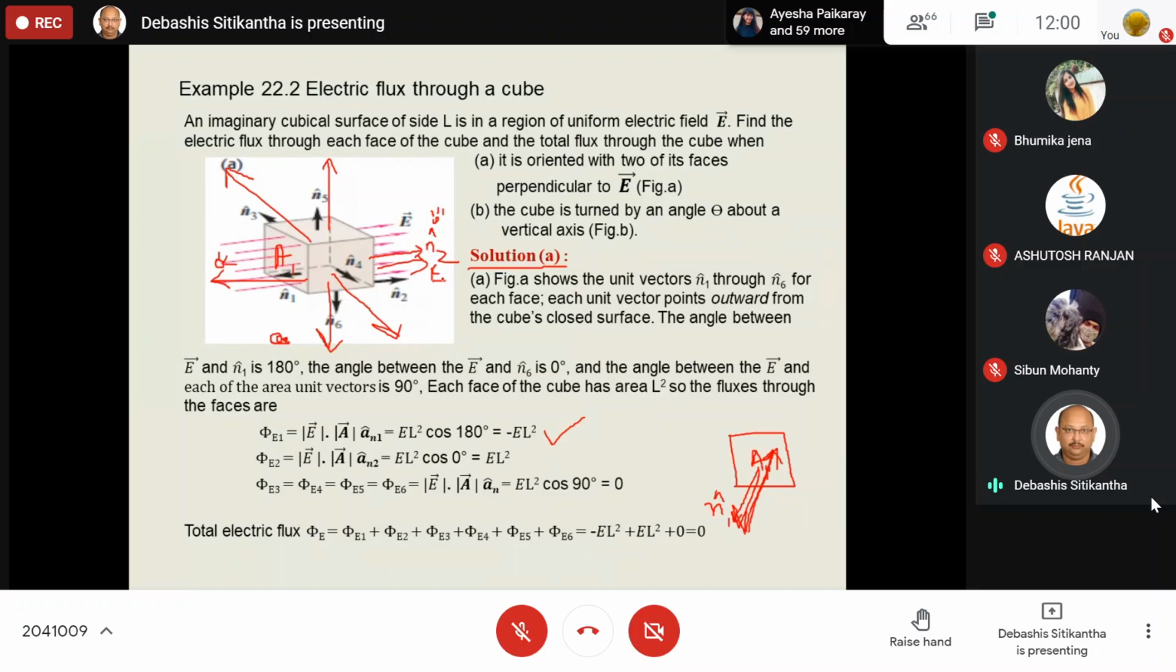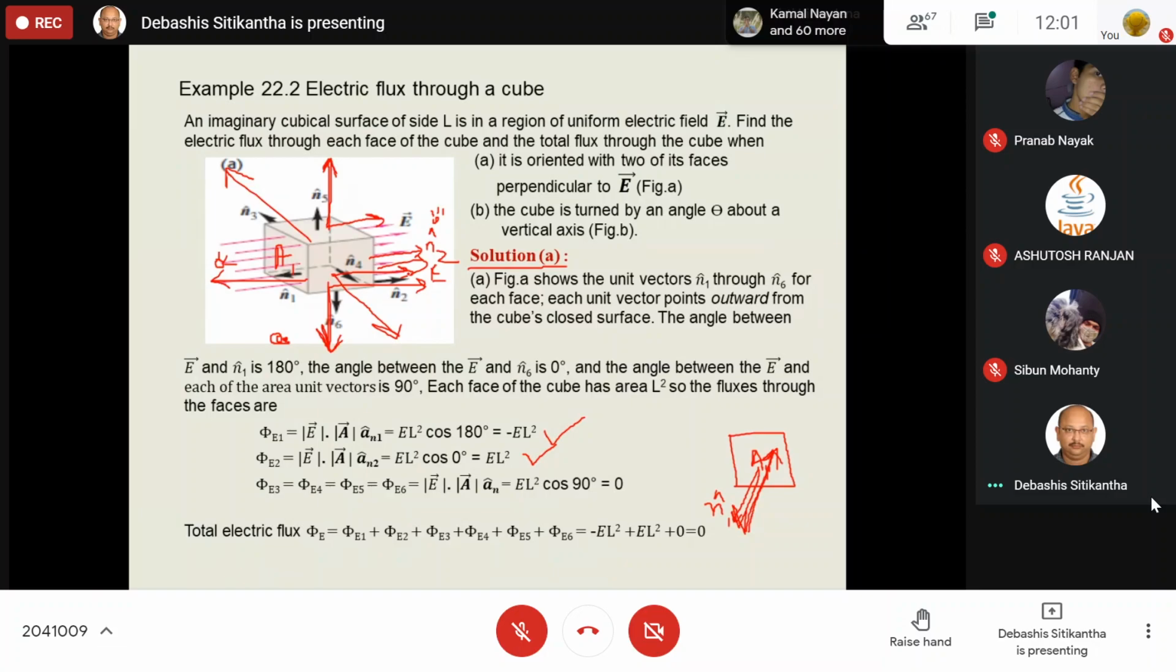Now what about the other faces? No need of much calculation because, for example, I will take this A5. This A5 is perpendicular to this E vector. Similarly, this N6 is perpendicular to this electric field. Similarly, this N5 and N6 are also 90 degrees apart from the electric field. So in all these cases the angle between them is 90 degrees, and therefore the result will be equal to 0.